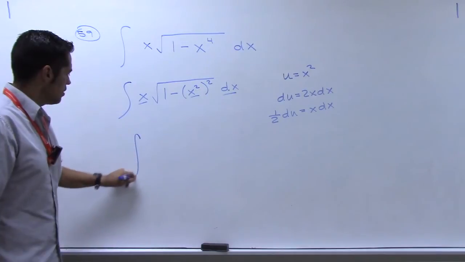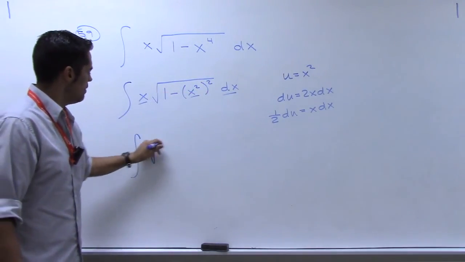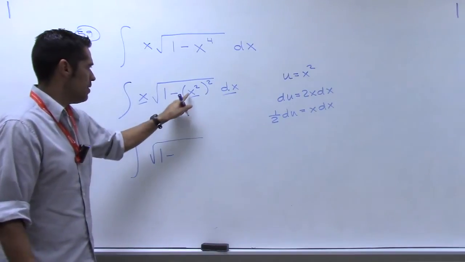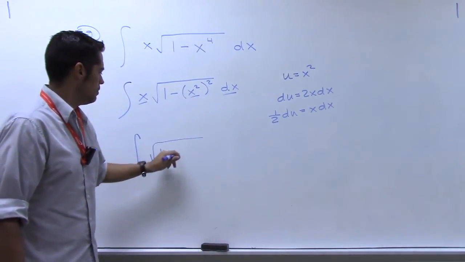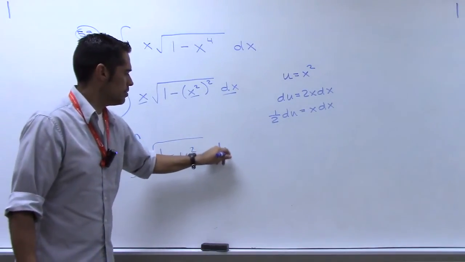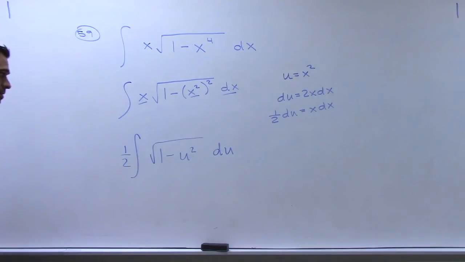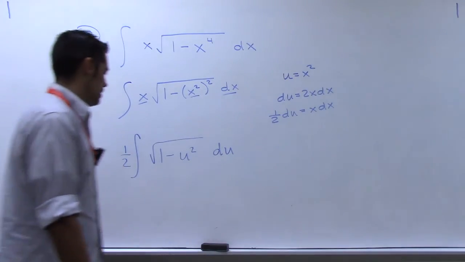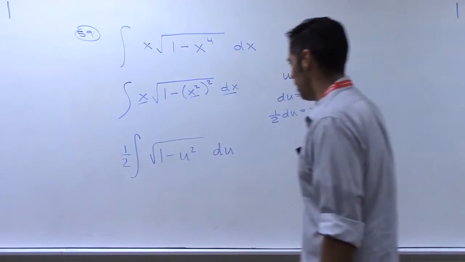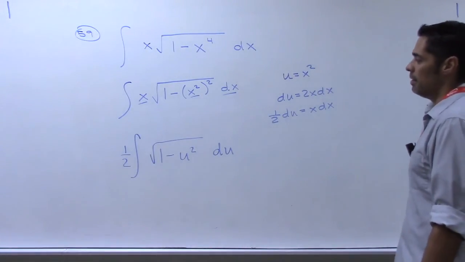So this will become integral, the x dx is going to come in later, square root of 1 minus, and that right there is u squared. And then the x dx is 1/2 du, so there's 1/2 du. There you go. Now this looks like the format that we have been using the trig sub on. But we had to do a substitution first, so that's kind of tricky.